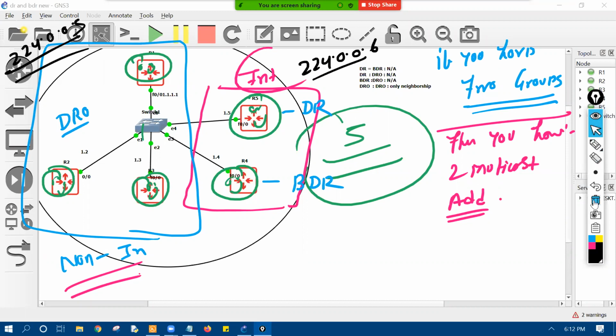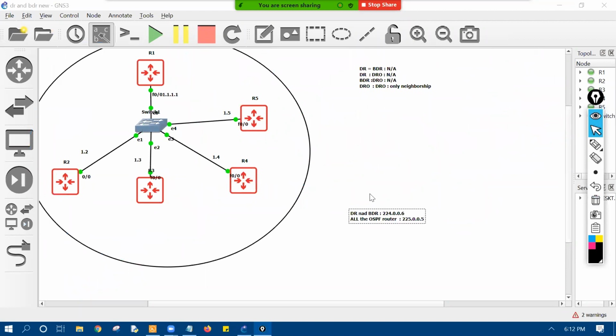So DR and BDR have the reserved multicast address 224.0.0.6, and all OSPF routers use 224.0.0.5. Two types of people, two types of multicast address. One is for DR and BDR, 224.0.0.6, and all OSPF routers is 224.0.0.5.